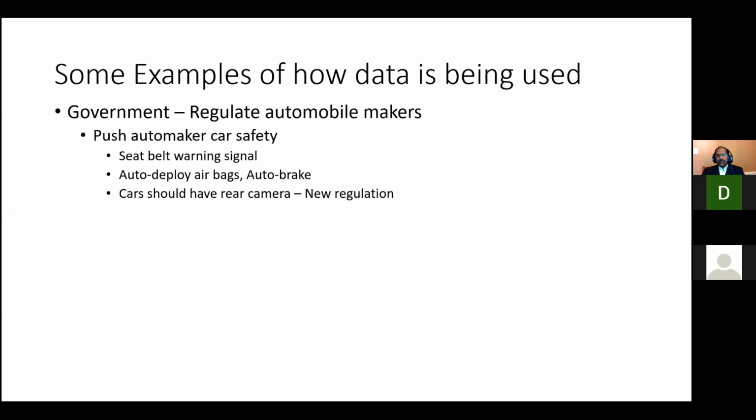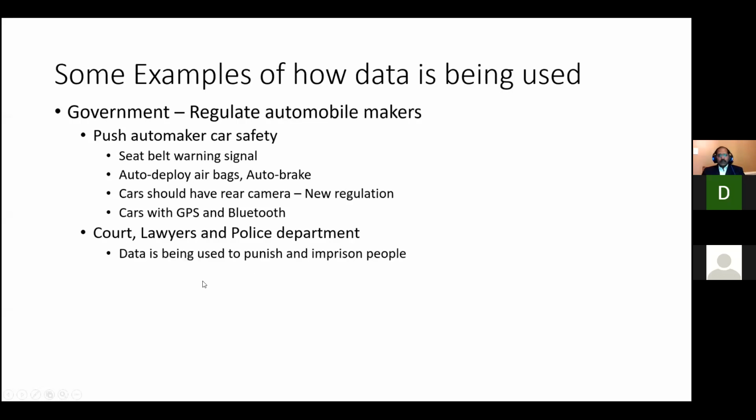And nowadays cars should have a rear mirror. When you back up, you need to have the rear camera. So, new regulations. And then nowadays GPS, Bluetooth. And courts, lawyers, the police department. So the data is used to punish people.